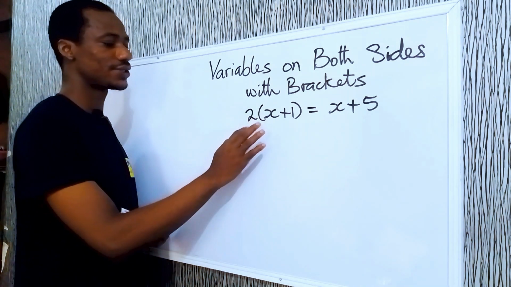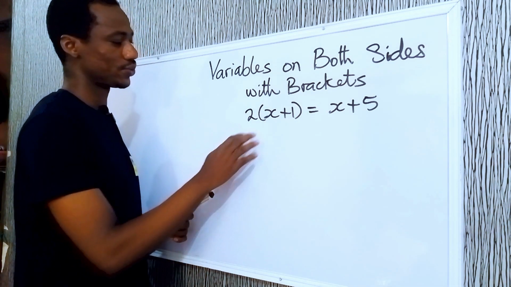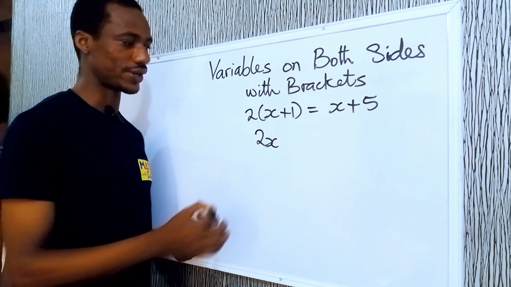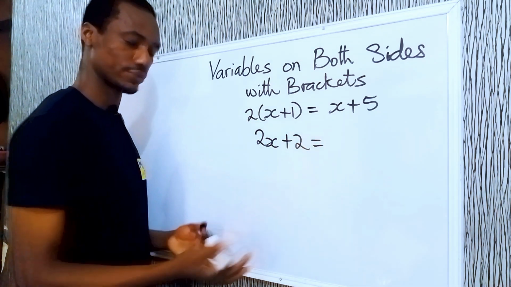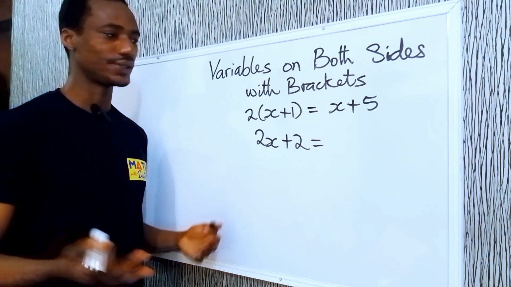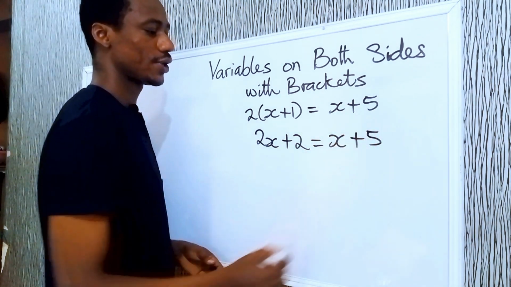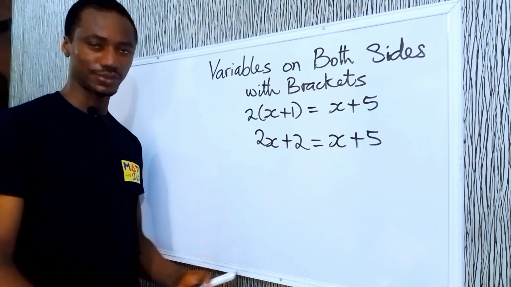So let's distribute 2 to each of the terms inside the bracket. So we have 2 times x, that's 2x, right? 2 times 1, and that is 2, okay? Brackets cleared, all right? And on the other side, we already have x plus 5. The next thing to do is to collect the like terms, all right?